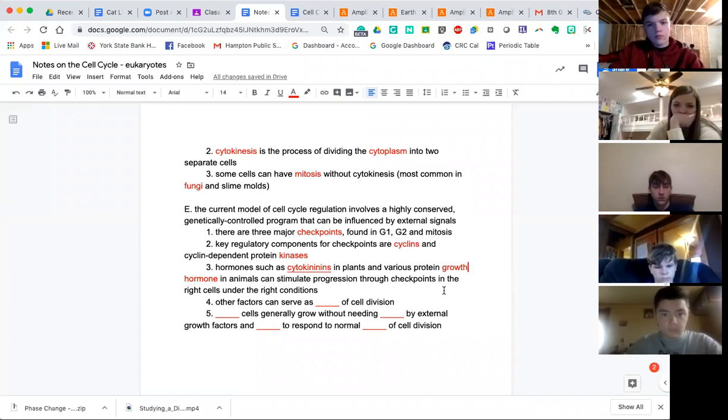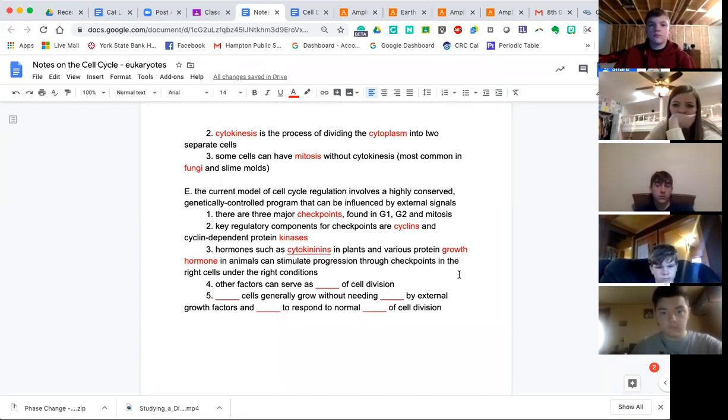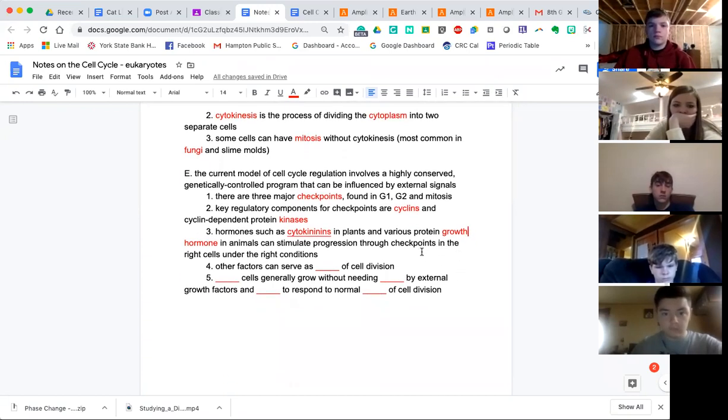And as you know, our growth hormone isn't always active, right? You have that stage of your life, during puberty or so, that we have an increase in the type of mitotic divisions that are occurring. So growth hormones in animals stimulate progression through checkpoints in the right cells under the right conditions.